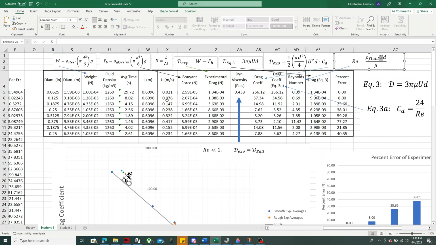If you look at U, very tiny. So we could probably guess that whatever this value is going to be, it's going to make the Reynolds number very small. So we were justified using equation 3 to solve for the viscosity. How do we solve for the viscosity? Well, you have your experimental drag force, set that equal to this equation number 3, and just rearrange to solve for mu. And that will be your average viscosity, okay?